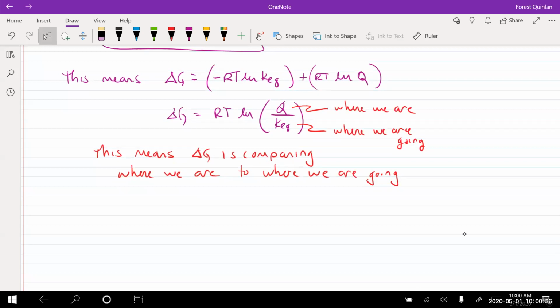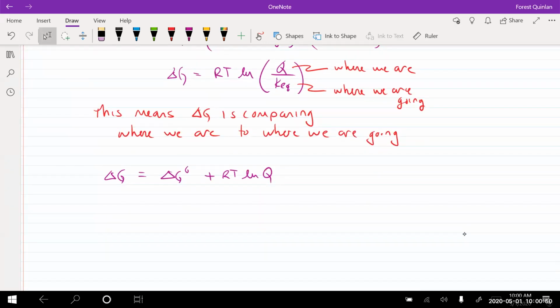And to just put that back into plain speak again, delta G is delta G naught plus RT ln Q. We could say that this here is the usable energy. This is the energy at equilibrium. And this is how far away we are.